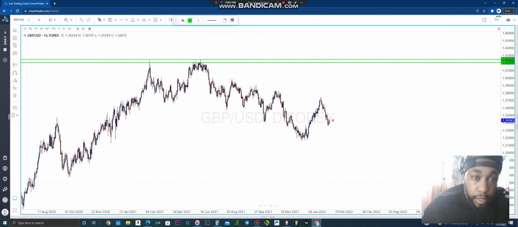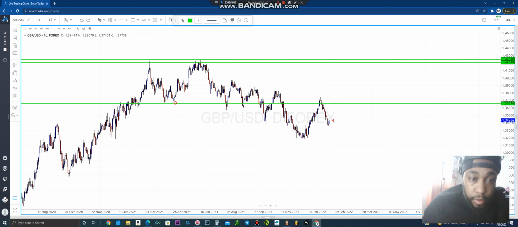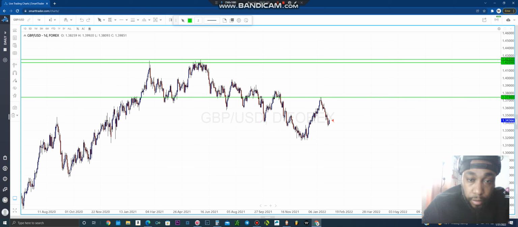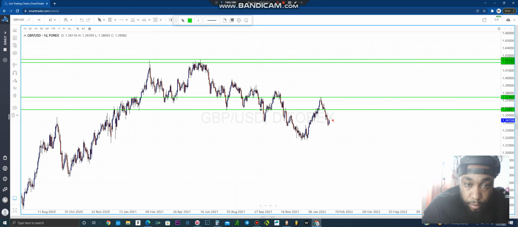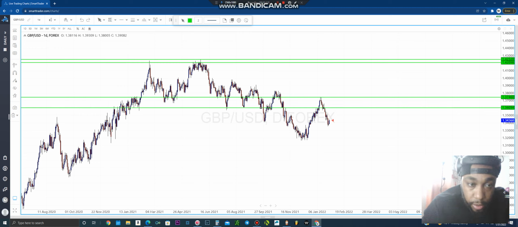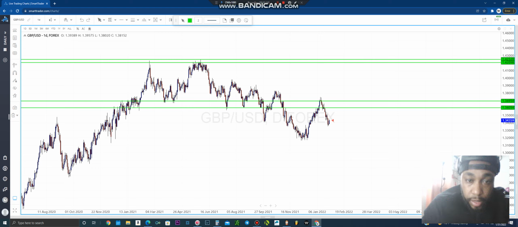So let's keep working our way. Another level here, right? Just add another one. One line there. Let's see. Get a little lower. A little lower. You can put it at either the body or the wicks. Doesn't really matter. It's just the area, the zone we're trying to mark off, right?